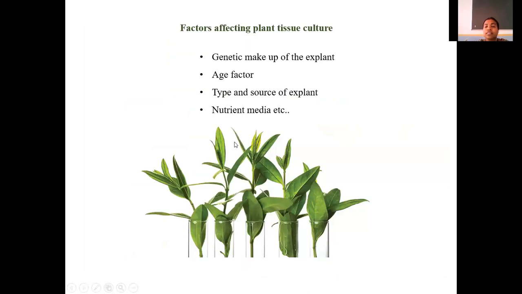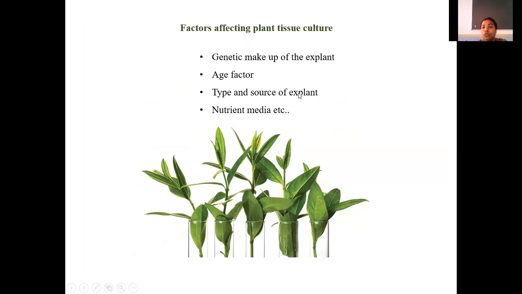Okay, then factors affecting plant tissue culture. So what are the factors that will affect the result of plant tissue culture? First one is the genetic makeup of the plant. How the genes are responsible for altering the result from your explant. Then the age factor. Whenever you are choosing any explant, I told you it should be disease free, very young meristematic cells you have to take. You should not take the adult or old one. So age is also one deciding factor for the success of plant tissue culture.